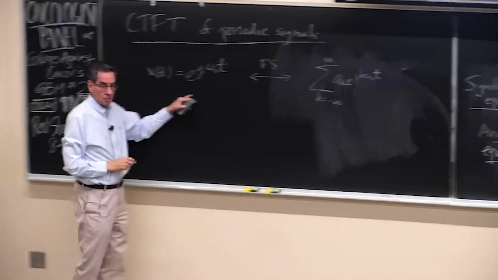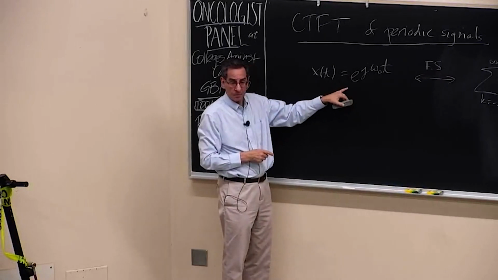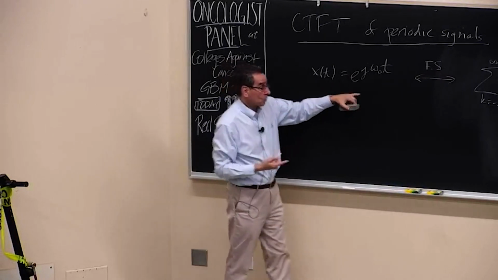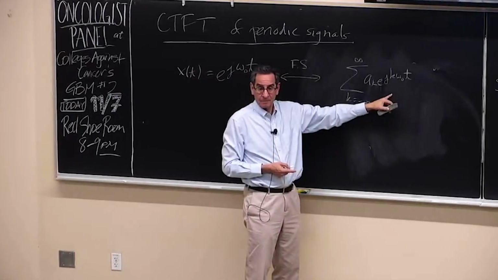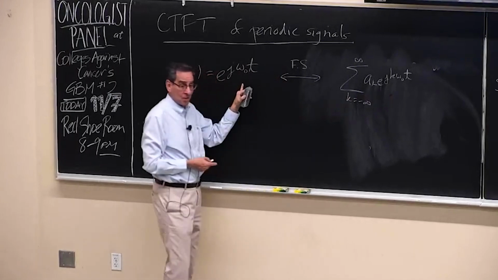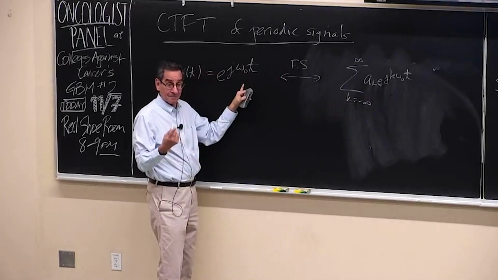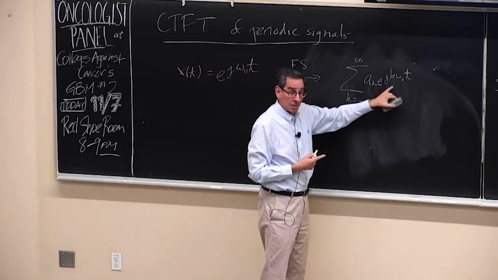What's the Fourier series of this? What are the terms that we need to use to get this? Which harmonic do we have to include? What should k be to give me e to the j omega naught t? One, somebody said. k equals 1. If I put k equals 1, I get e to the j omega naught t.